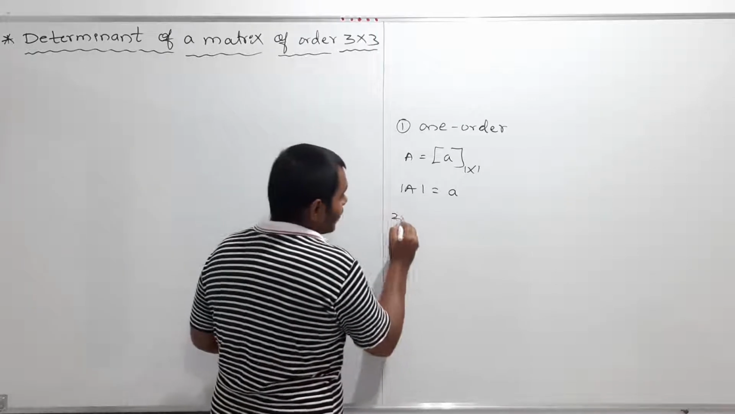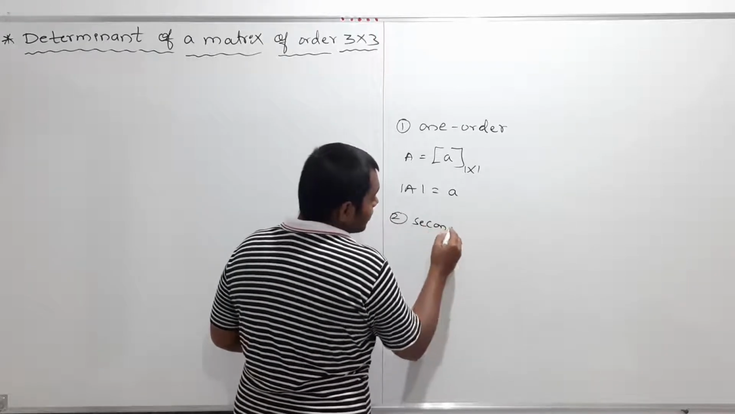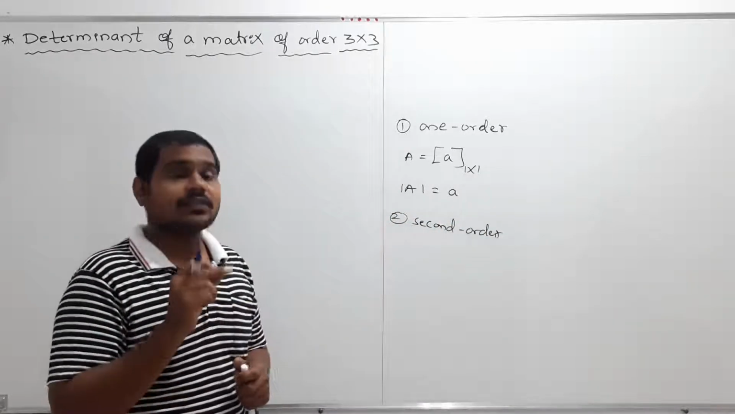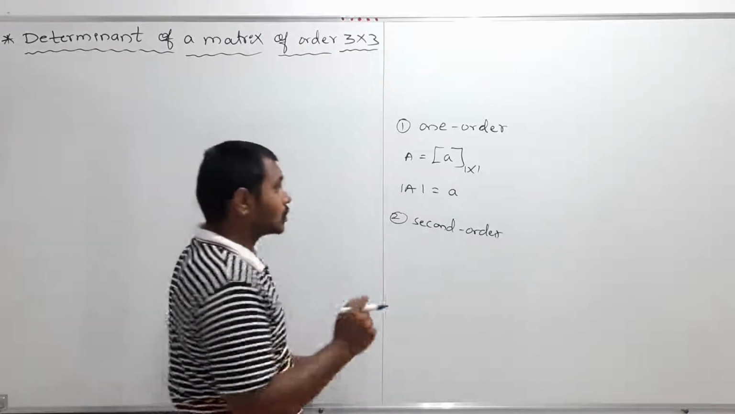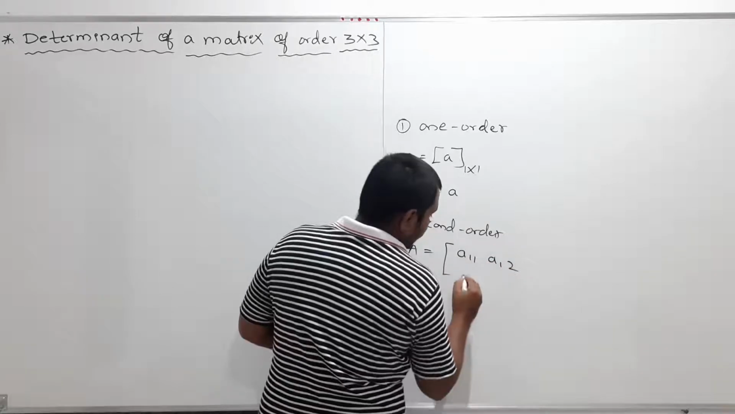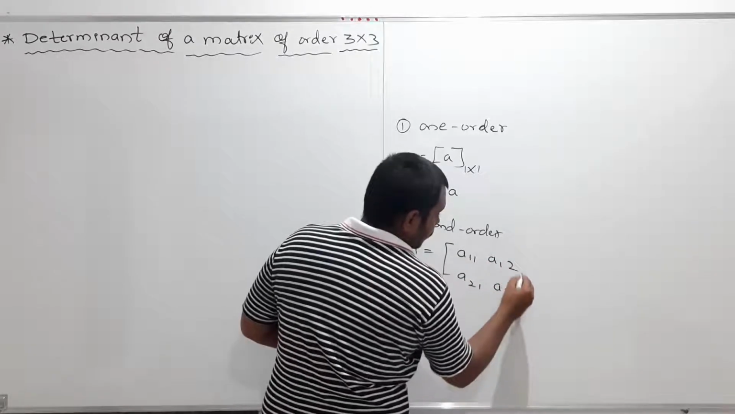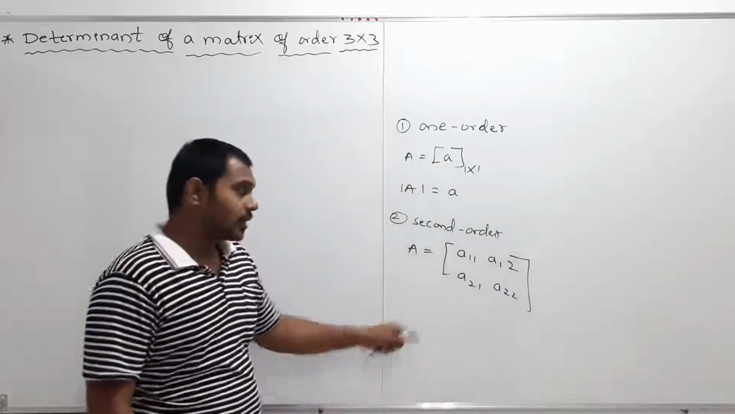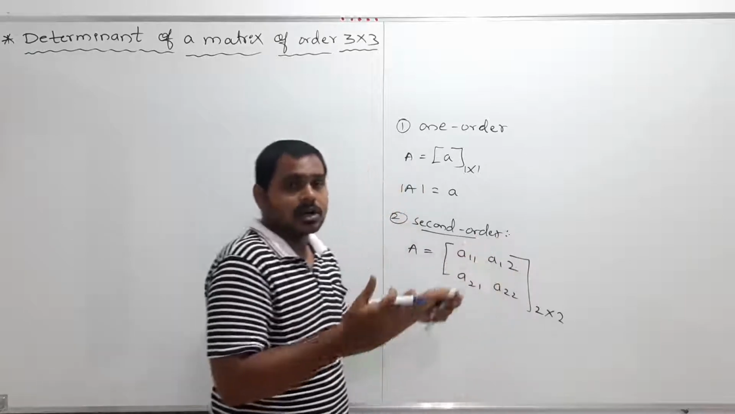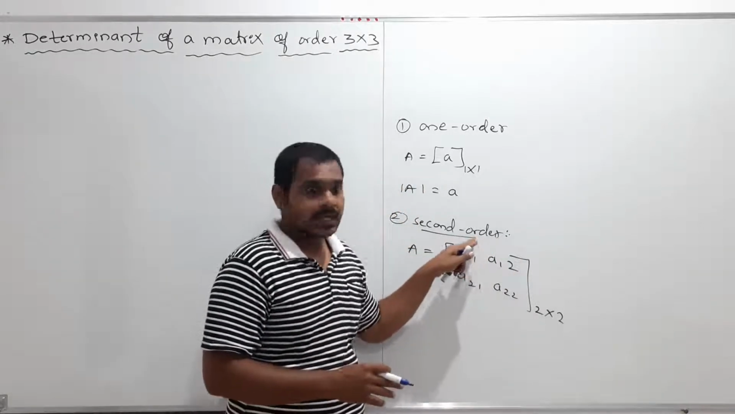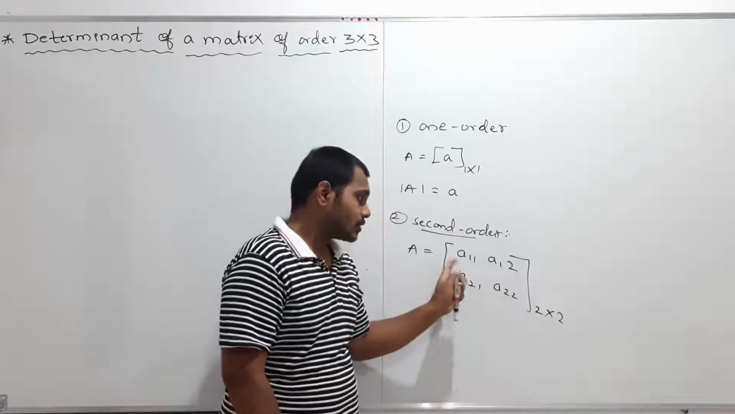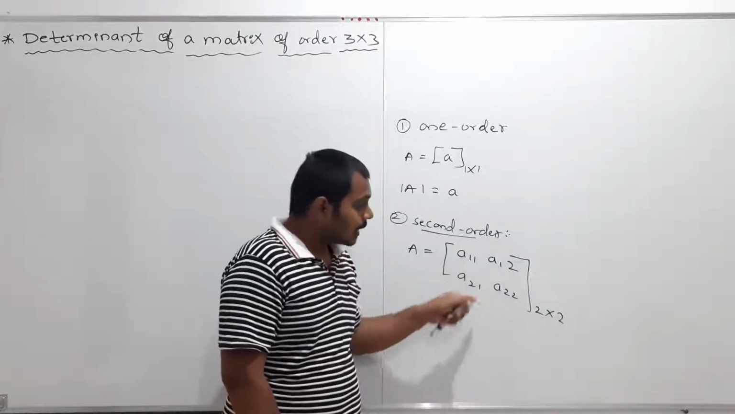Next, if the matrix is of second order, that is of the order 2 cross 2, for example you can take A equals A11, A12, A21, A22, clear? Second order means the given matrix is of the order 2 cross 2. 2 cross 2 means what? 2 rows are there, 2 columns are there.